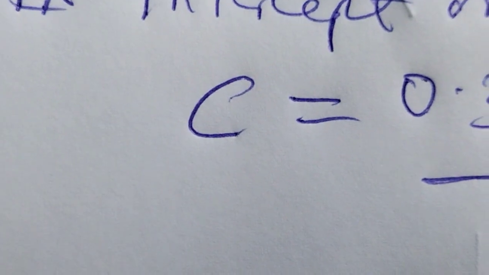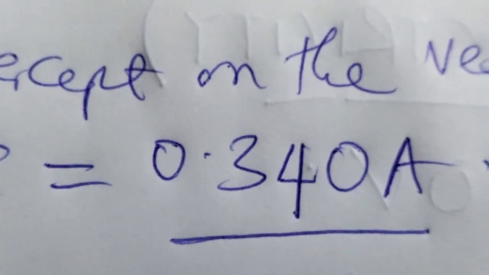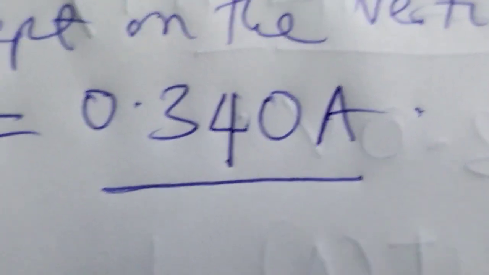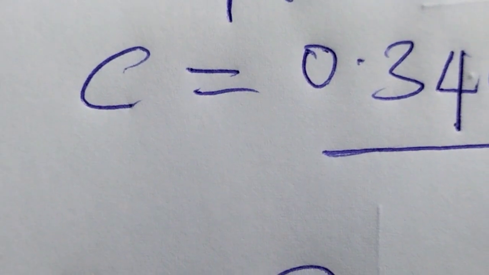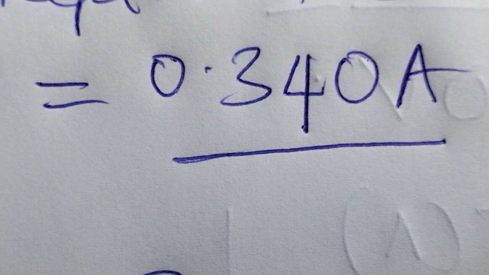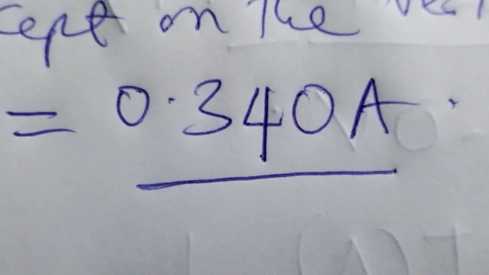The next question is that we have to find the intercept on the vertical axis, which they call C. The intercept on the vertical axis is going to be 0.340 amperes as read from the graph.